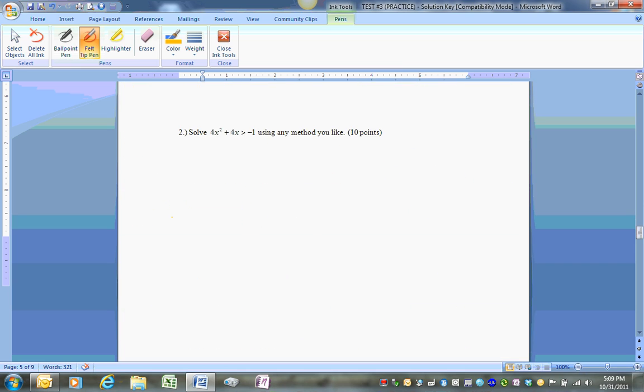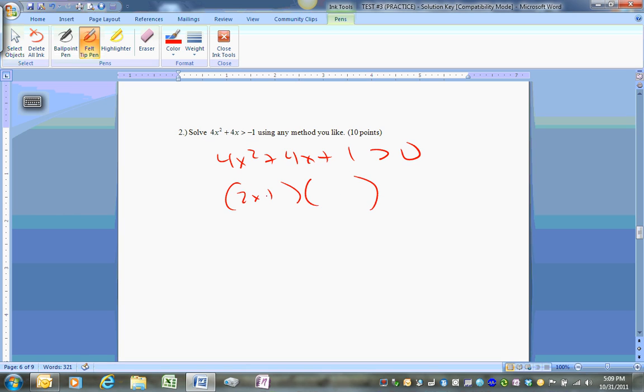Okay, for number 2. We've done quadratic inequalities before. What you want to do is eventually use a sign chart. But first thing first, get everything on the same side. If we can factor this puppy, we will. Then you want to use a sign chart.